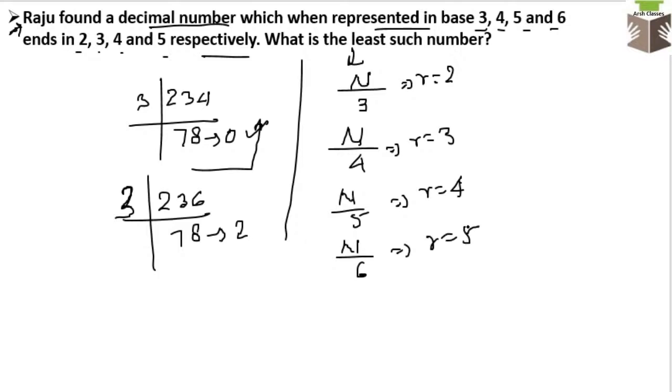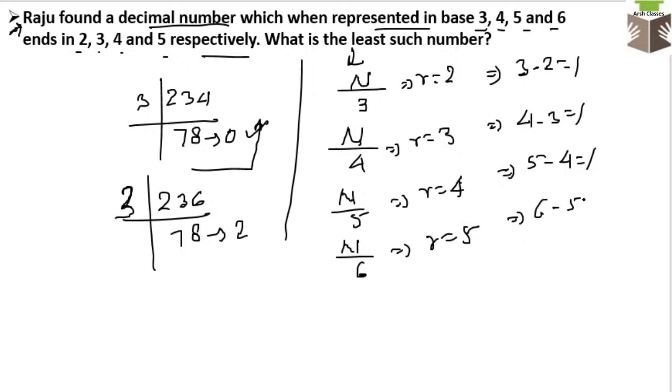If you apply a little common sense, what will you see here? The number is the same, and the divisor keeps changing and the remainder also keeps changing, but the difference between the divisor and the remainder is constant. Here the difference is 1, here also the difference between the divisor and the remainder is 1, here also the difference between the divisor and the remainder is 1.